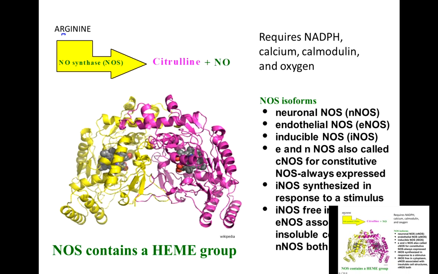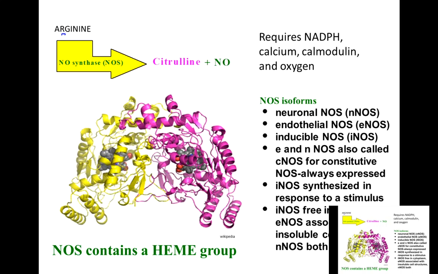There are many different kinds of nitric oxide synthase. Here's a 3D model of nitric oxide synthase. There's a form made in neural tissue called neuronal NOS. There's a form that is expressed inside of blood vessels called endothelial NOS. And then there's a form that is ubiquitously expressed that is made as a result of signaling, called inducible NOS. eNOS and nNOS, endothelial and neuronal NOS, are also sometimes called cNOS, because they're constitutively expressed.